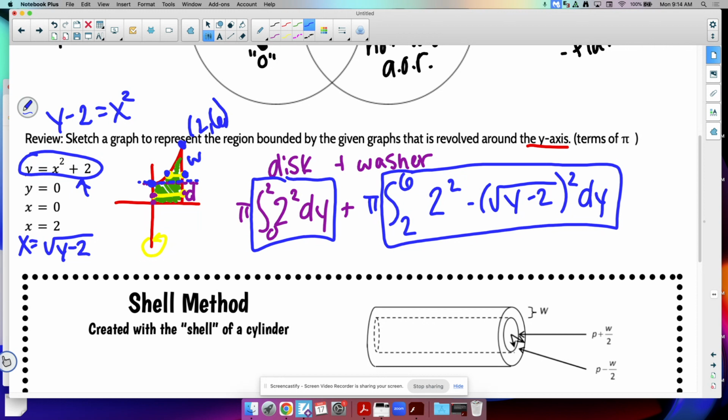Anyone get the disk part? 8, and then we got our pi. What about the washer part? 8 again, so 8 pi. So total, what is the volume of this region? 16. Good.